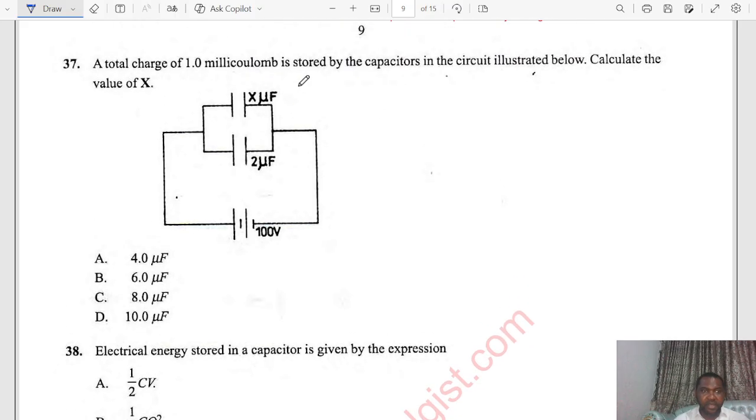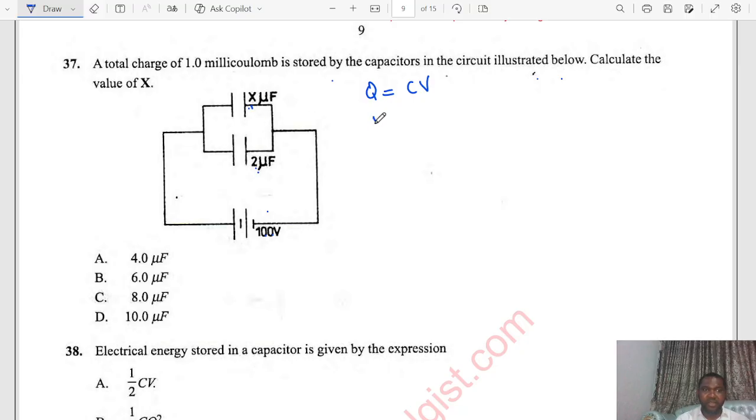So then we have this one. A total charge of 1.0 millicoulomb is stored by the capacitors in the circuit illustrated below. Calculate the value of x. For us to be able to calculate the value of x, remember that the same potential difference is applied across them and charge is CV. I can find x here because the potential difference across this is 100 volts, because they are in parallel.